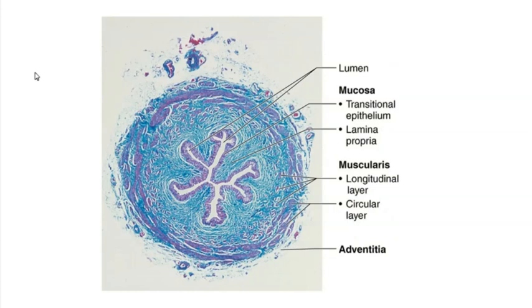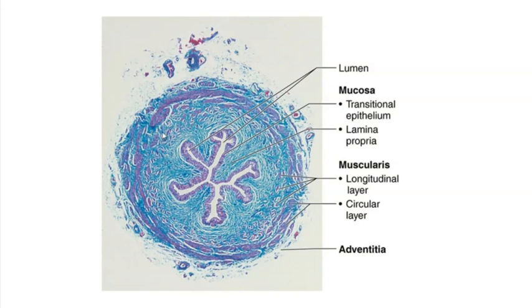There are three layers in the walls of the ureter. The lumen is the internal cavity or space where urine would flow down from the kidney to the urinary bladder. The mucosa is the layer that lines the lumen. The internal layer is a transitional epithelium. So remember, that's an epithelium that is specialized for stretching. So this epithelium allows the walls of the ureter to stretch. The transitional epithelium is attached to the underlying muscular layer by a connective tissue layer called the lamina propria.